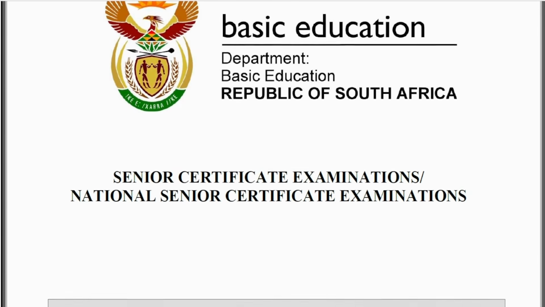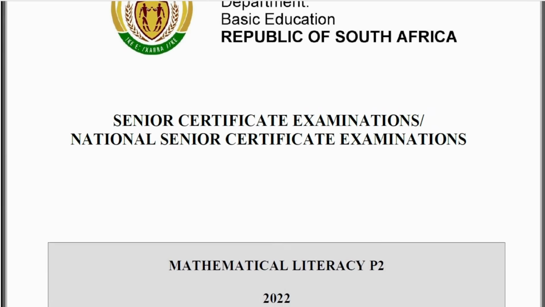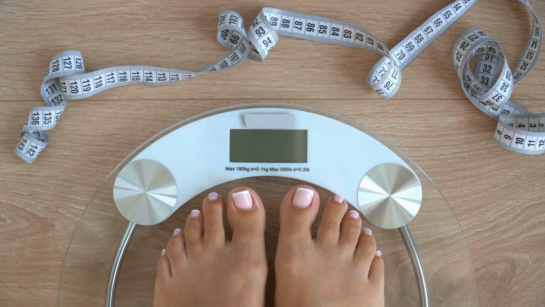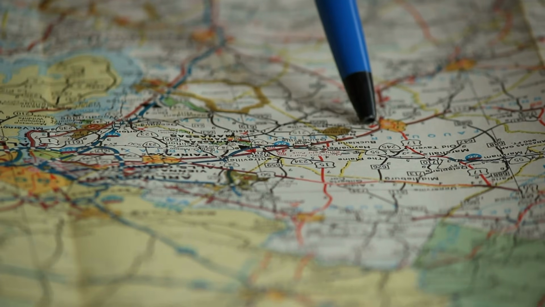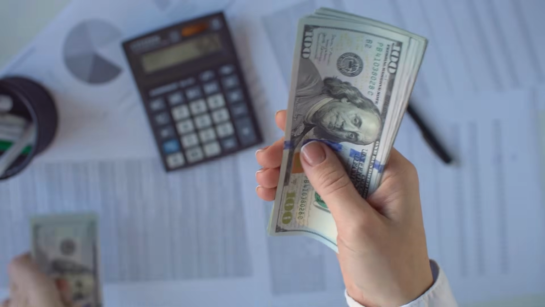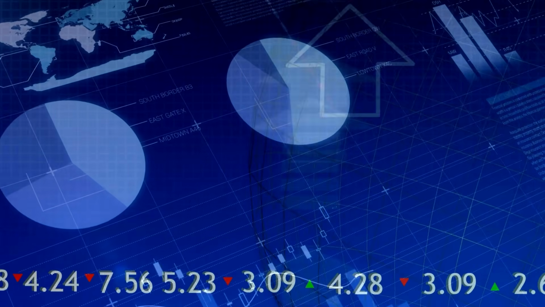In this video, I'll be walking through the June Mathematical Literacy Paper 2 exam of 2022. And if you didn't know it already, in Paper 2 of your Math Lit exam, you will be assessed on your understanding of measurements, maps and plans, and a little bit of probability. That means no finance, no data handling questions.